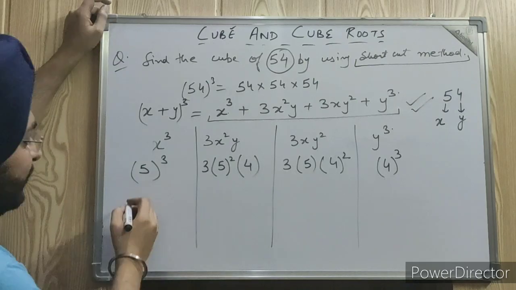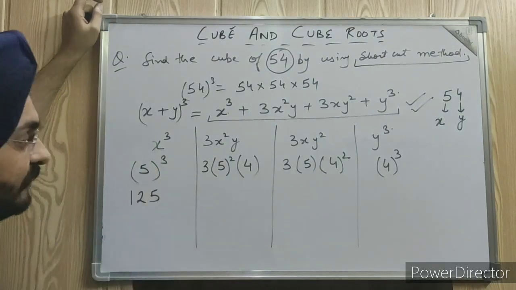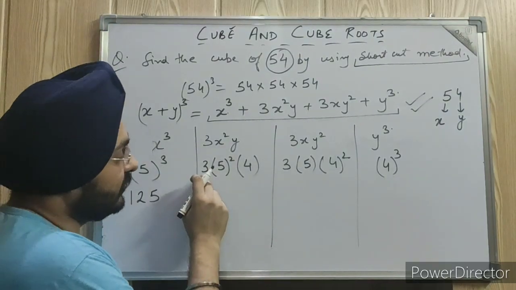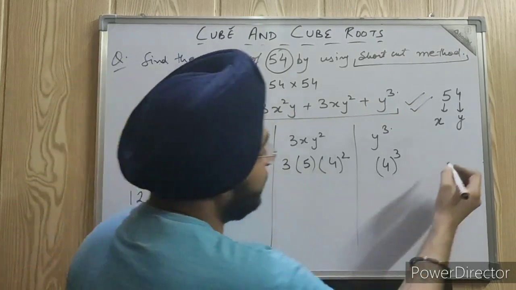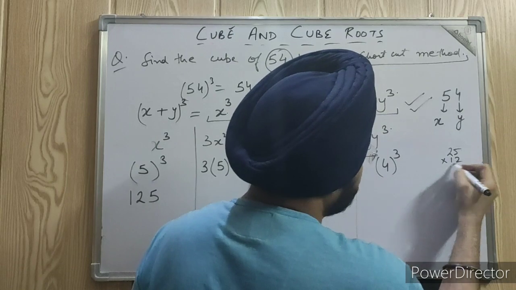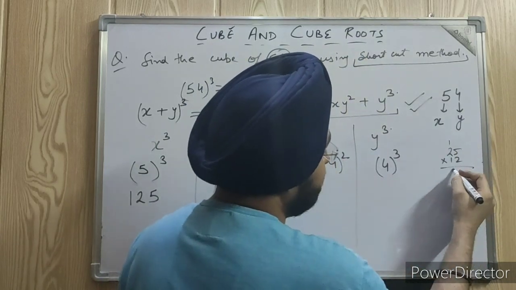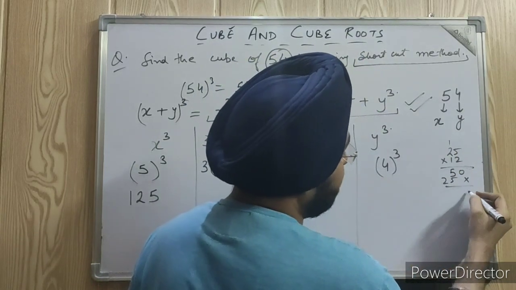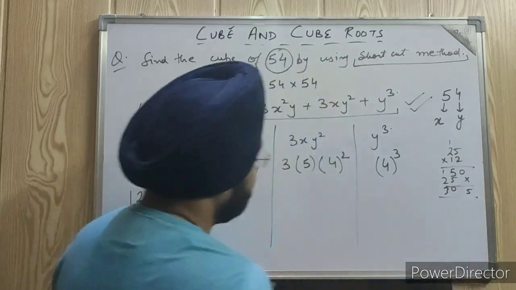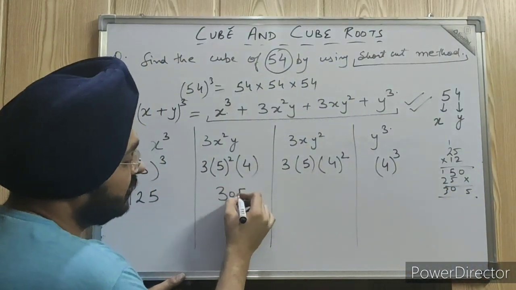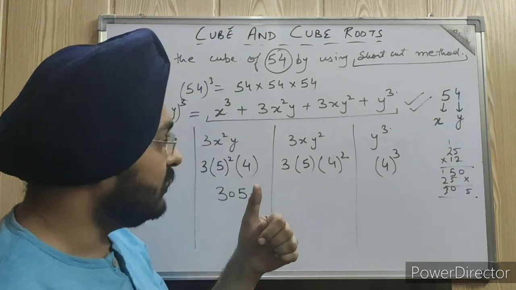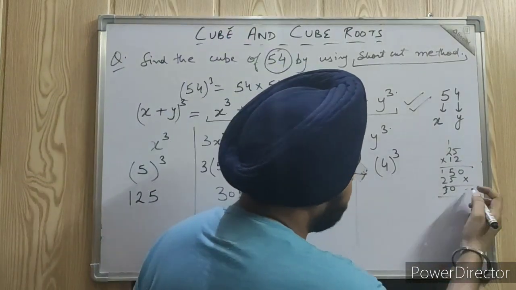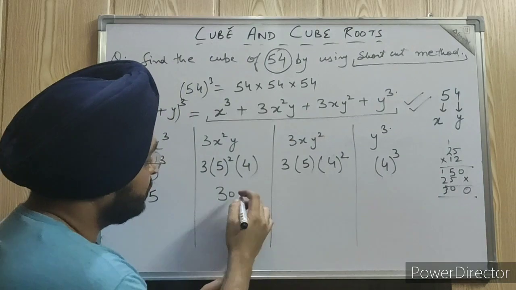Now solving, 5 cube will be 125. Then 3 into 4 will be 12, and 12 into 25. So we have to multiply 25 with 12. 2 into 5 will be 10, 50 and 25. So basically it's 300 only. So I'll be having here 300.